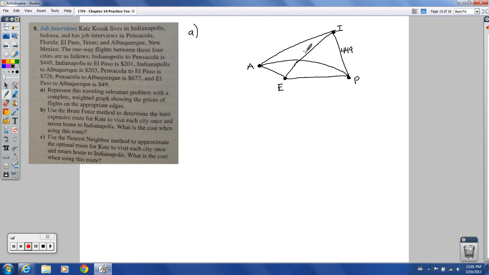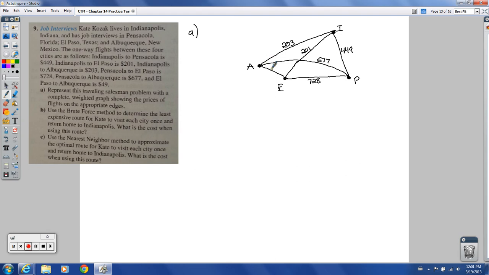Indianapolis to El Paso, $201. Indianapolis to Albuquerque, $203. Pensacola to El Paso says is $728. I don't know why it would be that much more, but anyways, we'll just take the numbers that are here. And Pensacola to Albuquerque, $677.